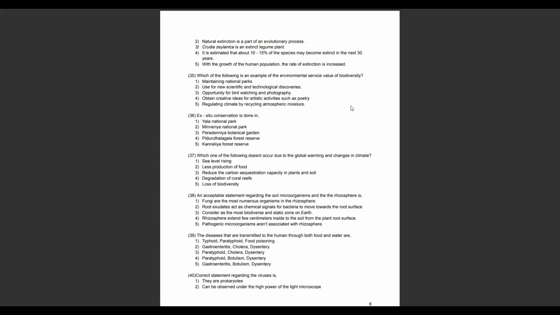Consider as the most biodiverse and static zone. Not static, it is a dynamic zone. Rhizosphere is most biodiverse and dynamic. Rhizosphere extends few centimeters inside. Not few centimeters, it should be few millimeters. පේනවා නේද කොච්චර මේ MCQ එකක් අමාරුයි කියන්නේ ඔය තියෙන පොඩි වචන හින්දා. Right? Pathogenic microorganisms aren't associated with rhizosphere නෑ. Pathogenic microorganisms, symbiotic fungi, they are also associated with the rhizosphere. Answer number 2. Question number 39.